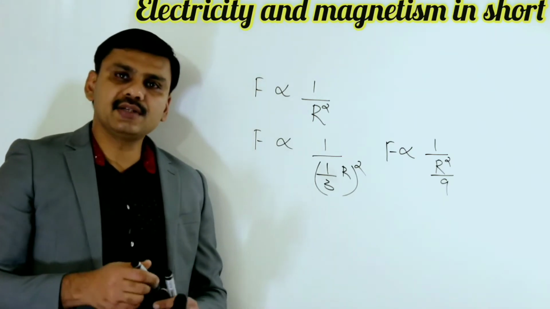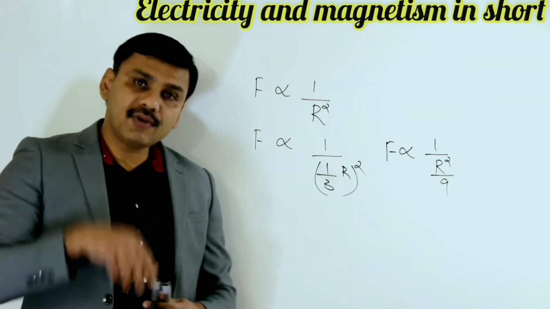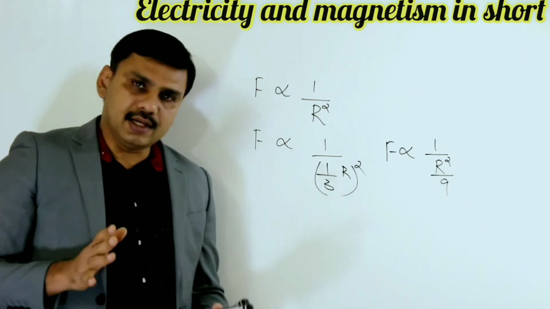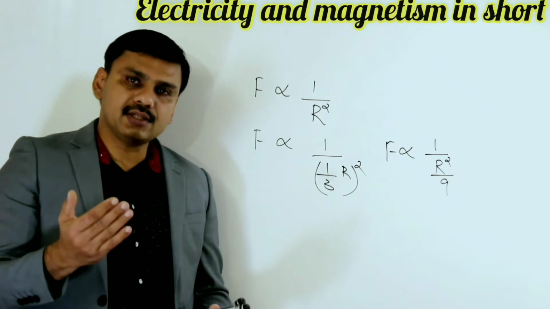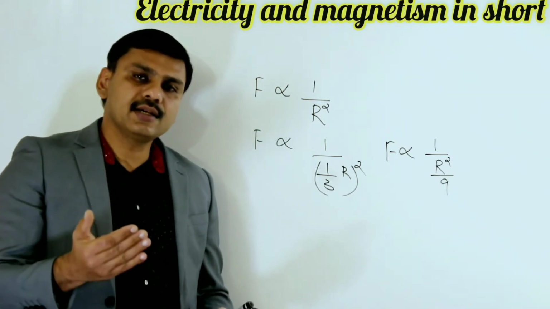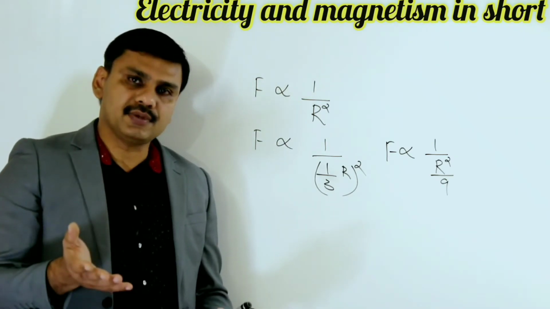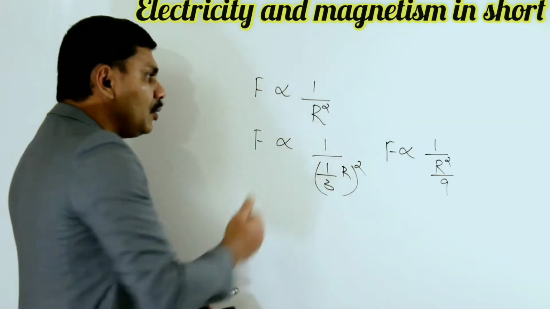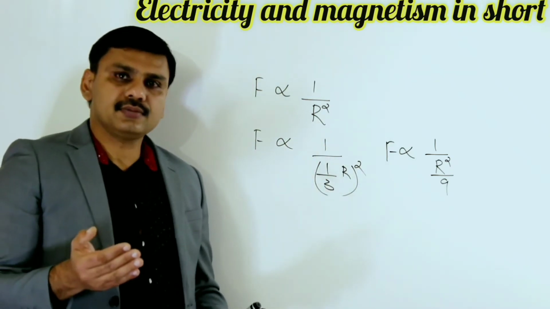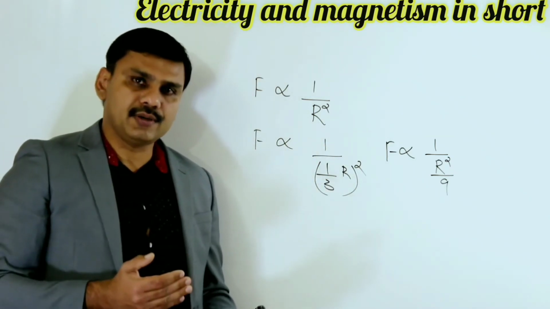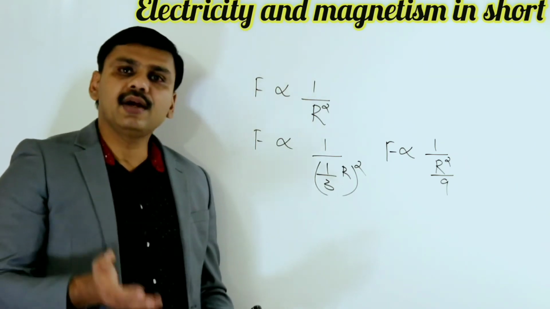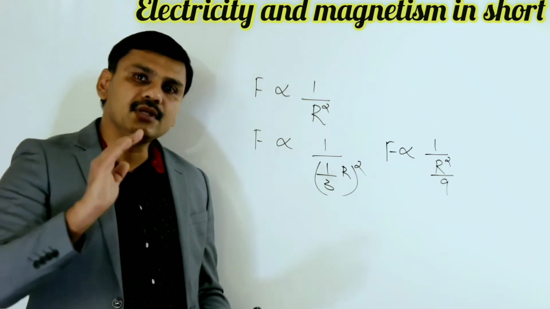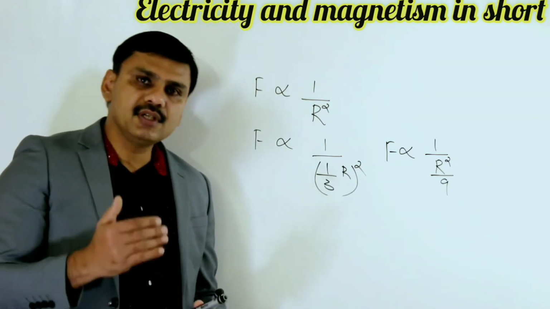The force will be increased by 9 times. It will never decrease, it will increase only. How is it increasing? It is increased by 9 times. When you put r/3 instead of r, the whole square becomes r²/9, and the 9 comes in the numerator.